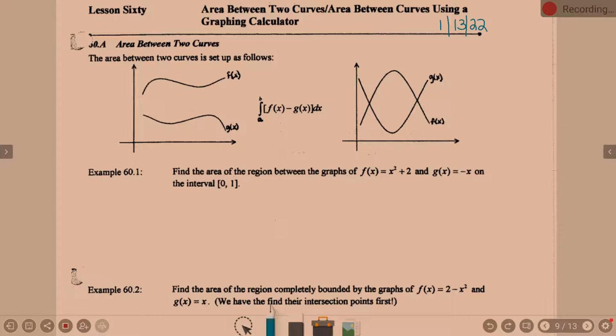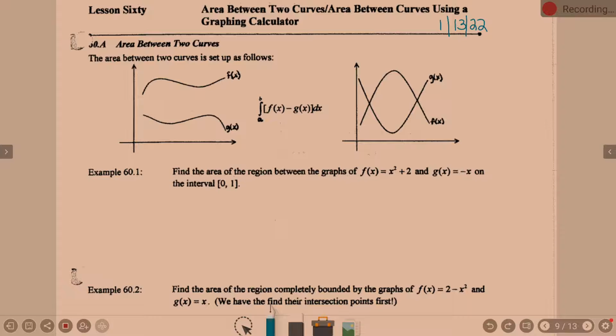So what I was saying before I hit record is that lesson 60 is basically a continuation of yesterday's lesson. Yesterday was, what was our official title? Area under a curve? Yeah, computing areas. The idea yesterday was area under a curve, but it was always area between the curve and the x-axis. That x-axis was always the other boundary.